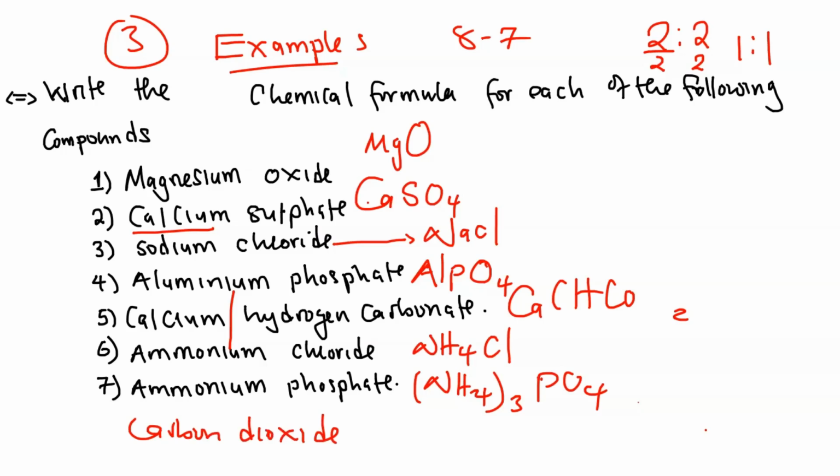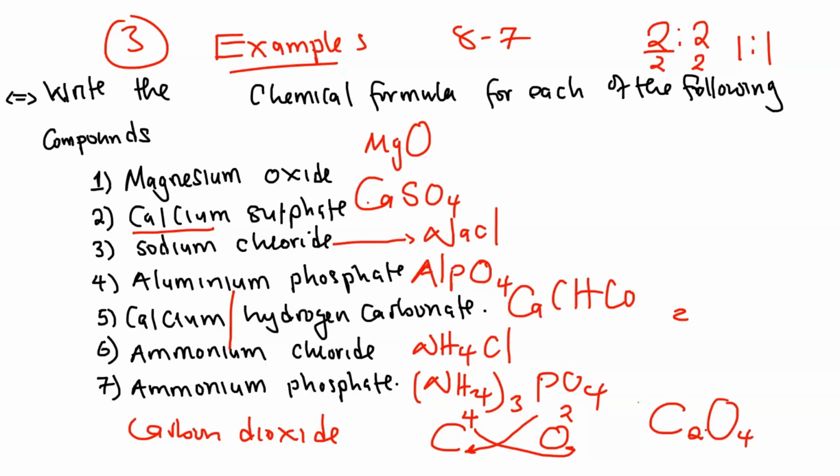So for carbon dioxide, you know that it is carbon and oxygen. Now, carbon has a valence of 4. Oxygen has a valence of 2. So you're going to swap these. 4 will go there and 2 will come here. So you're going to have C2O4. If for carbon dioxide you write it like this, it is correct.